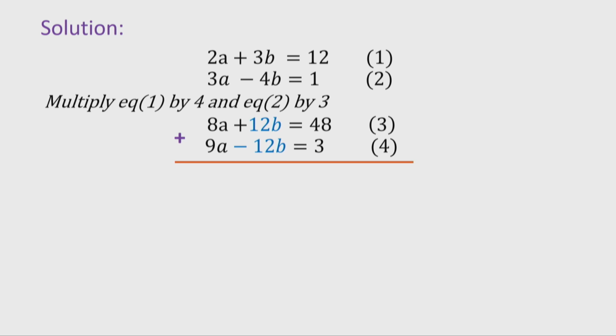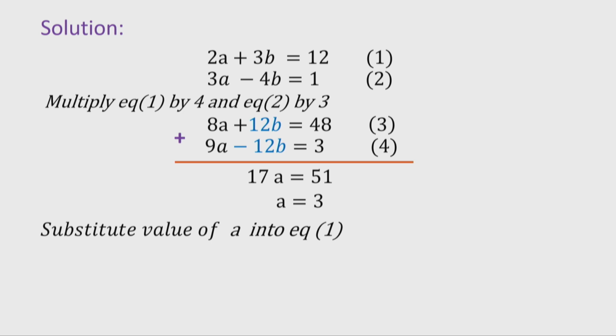So adding equations 3 and 4 now, 8a plus 9a will give me 17a. 12b plus minus 12b will cancel. 48 plus 3, 51. So 17a equal to 51. A will be equal to 51 over 17, which is 3. Now we need to find the value of b. So we substitute the value of a into equation 1. I have chosen equation 1 here, but you could have chosen equation 2 or even 3 or 4.